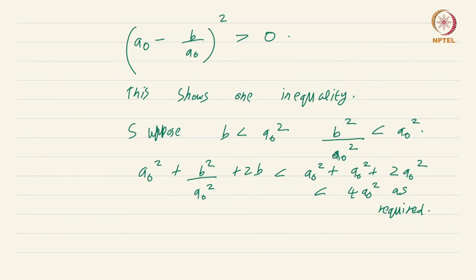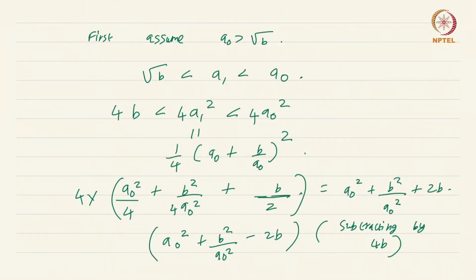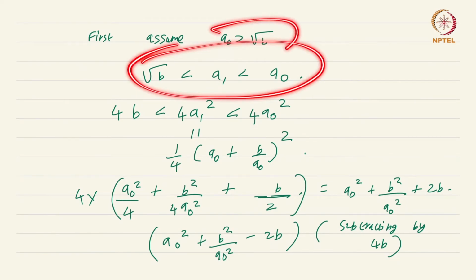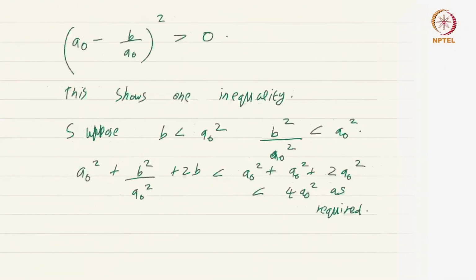So if you start with an initial guess a0 such that a0 squared is strictly greater than b, then it turns out that one iteration of Newton's method gives you an a1 that's strictly greater than square root of b, but is less than a0. So a1 will be greater than square root of b, and less than a0. Okay, so we have shown this, but this was under the assumption that a0 is greater than square root of b. How do you get rid of this assumption?